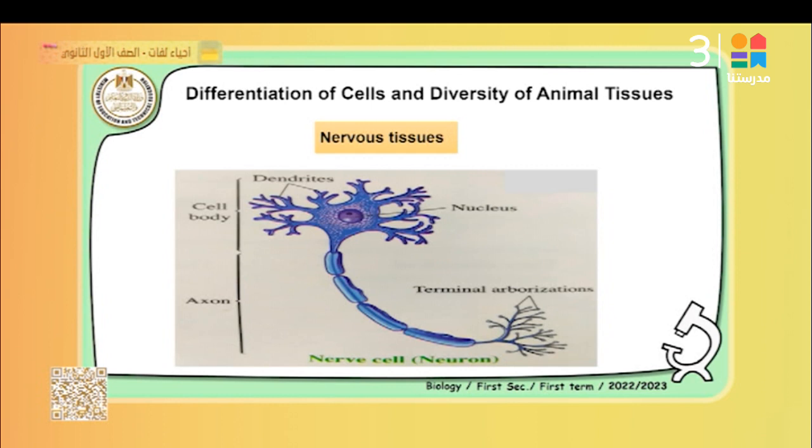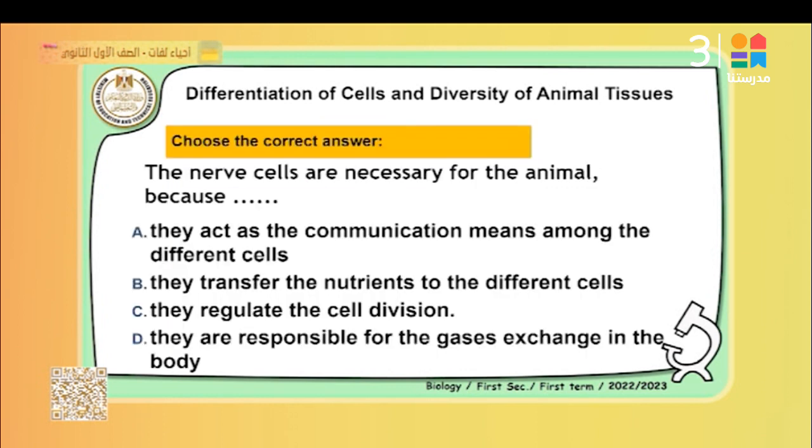This shape of the nerve cell, the transmitting cell, is characterized by this shape. Why? To transmit the nerve impulses from the brain and the spinal cord to all body parts, and to transmit the stimuli from the sensory organs to the brain and the spinal cord to make sensation. The cell body and axon represent the cell. We can apply an assessment about the nerve.